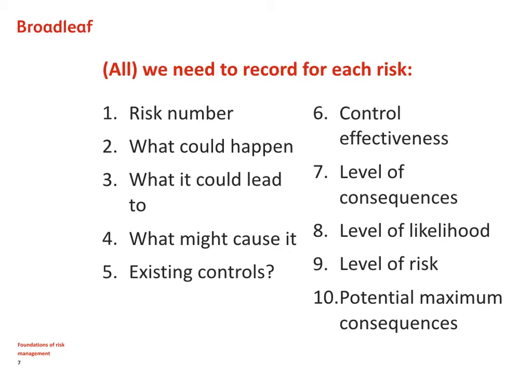Some think that indicates the effectiveness of the existing controls, then the chosen level of consequences, the corresponding level of likelihood for those consequences, and from that a level of risk. The final piece of information that we'll discuss later in this course is something called the potential maximum consequences or potential exposure.